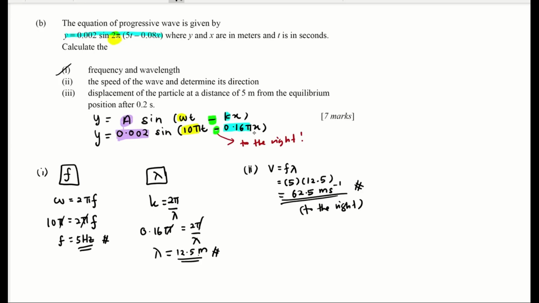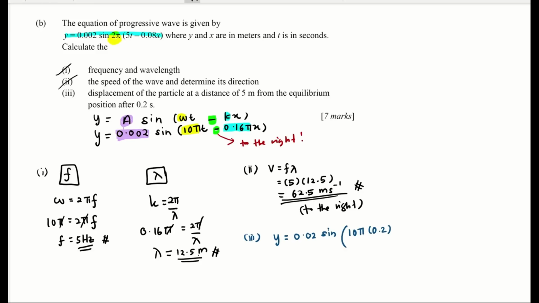Okay, very easy. So finally, we want to find the displacement of the particle at a distance of 5 meter from the equilibrium position after 0.2 second. So for the third question, we want to find the displacement. So we will use y is equal to 0.02 sin. Make sure your calculator is in radian mode. So 10 pi times 0.2 second. Okay, we substitute the value of t, which is 0.2 second.